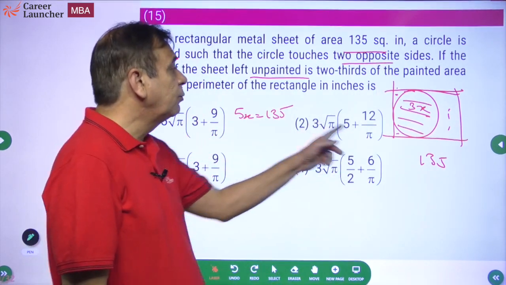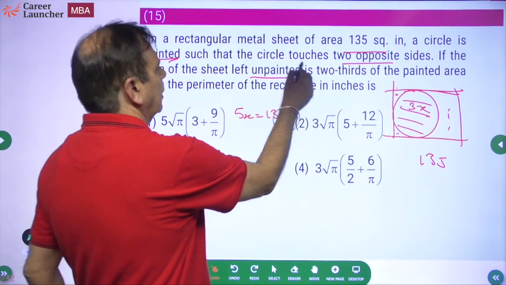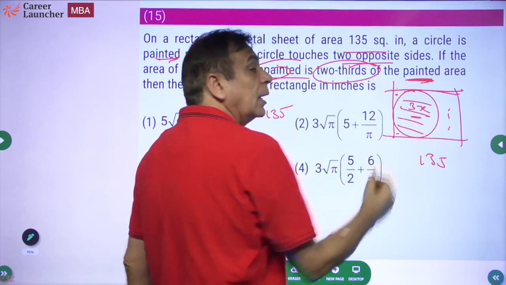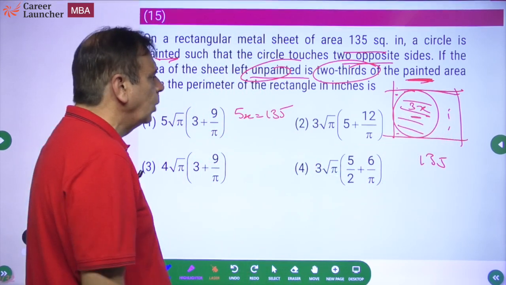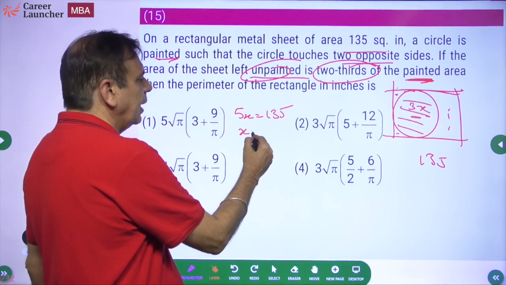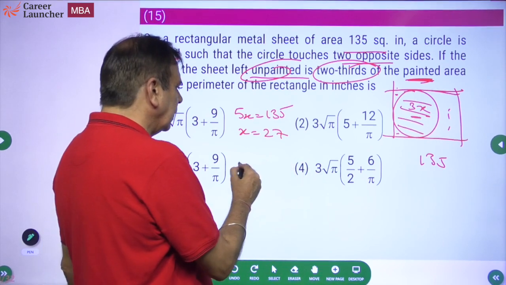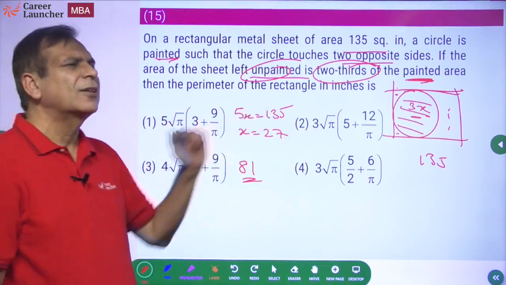The numbers which you choose are important because it says the unpainted part is 2/3 of the painted part. So I chose the painted part to be a multiple of 3. So if this is 3x, the unpainted part is 2x. So 5x is 135, x is equal to 27. What does it mean? Area of the circle is 81. So to that extent you can save time.